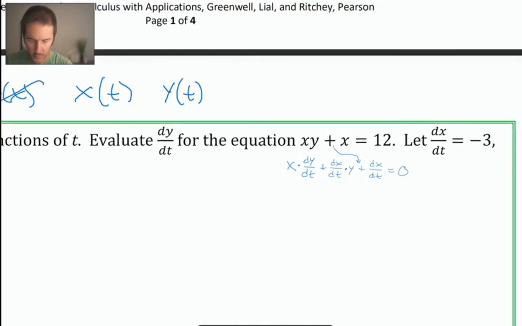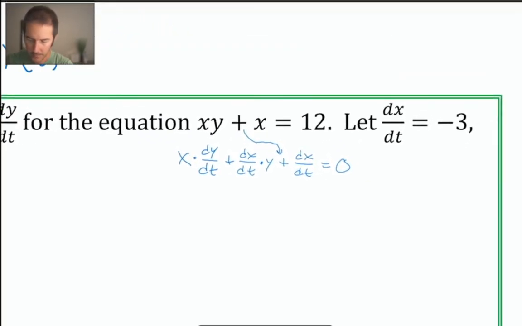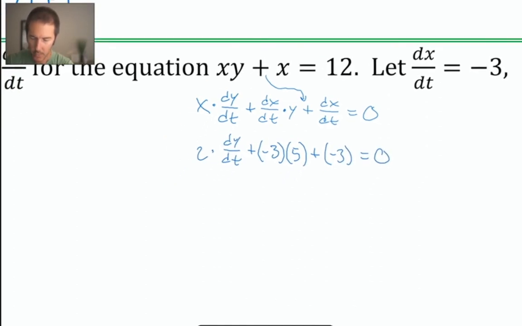Alright, I'm going to zoom out so I can get these values. 2 and 5 for x and y. So x is the 2, so let me plug that in, times, I don't know what dy over dt is, that's what I'm going to be figuring out eventually, plus, now dx dt is a -3, so I already have a plus sign, so I'm going to put my -3 in parentheses, times my y value, which I just saw was a 5, good, plus dx dt again is that -3, alright, right hand side is still 0, great.